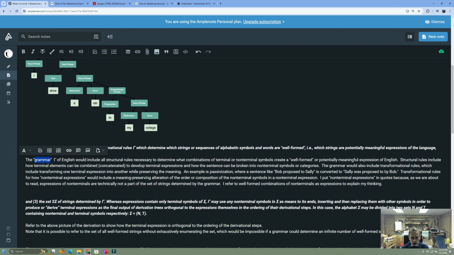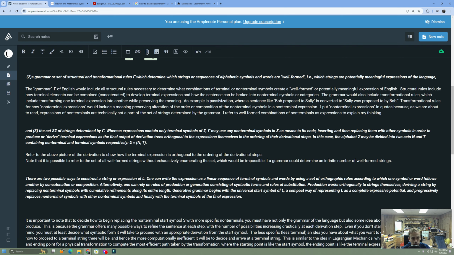Really, ultimately, it's not very important compared to remembering that language in general has a structure that completely describes what constitutes a well-formed expression of that language.